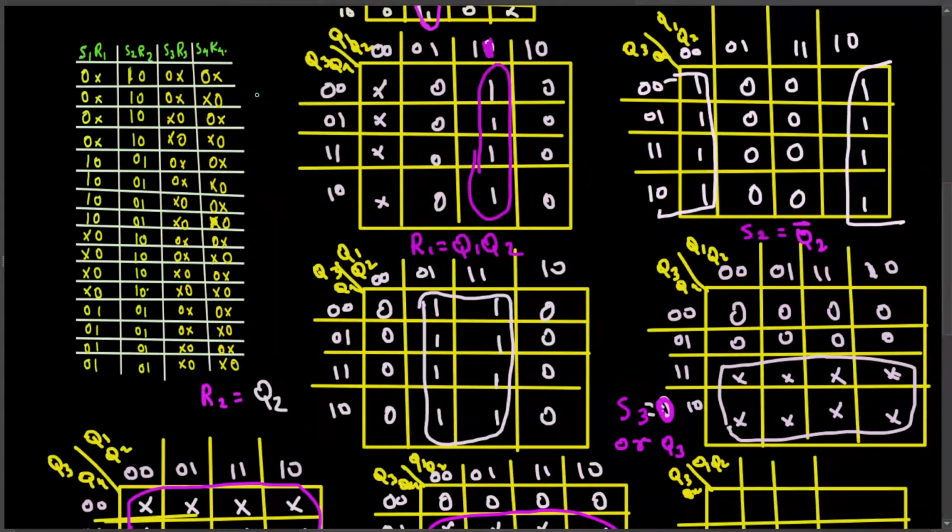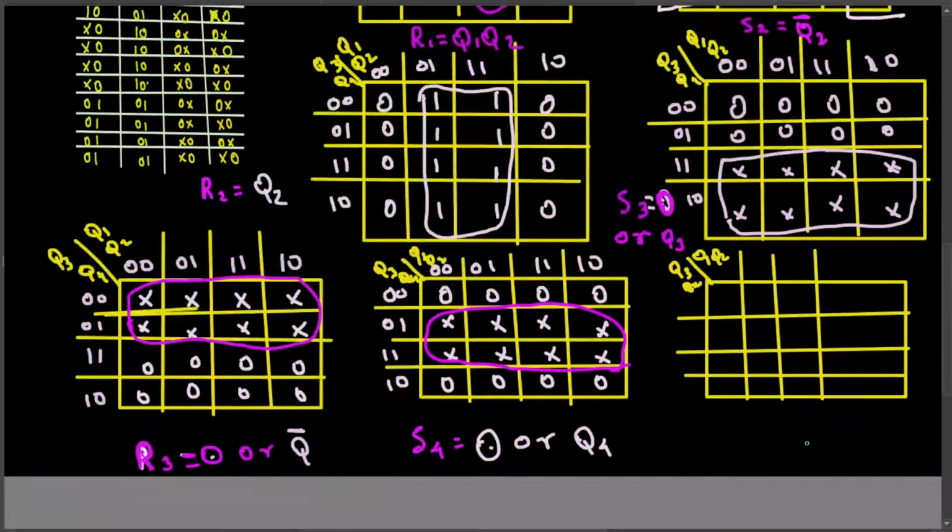The last one is R4. The truth table is don't care 0, don't care 0, going all the way down. Here also we have two possibilities. This is R4. One is you can connect it to the ground. The other one is, let's see the expression.